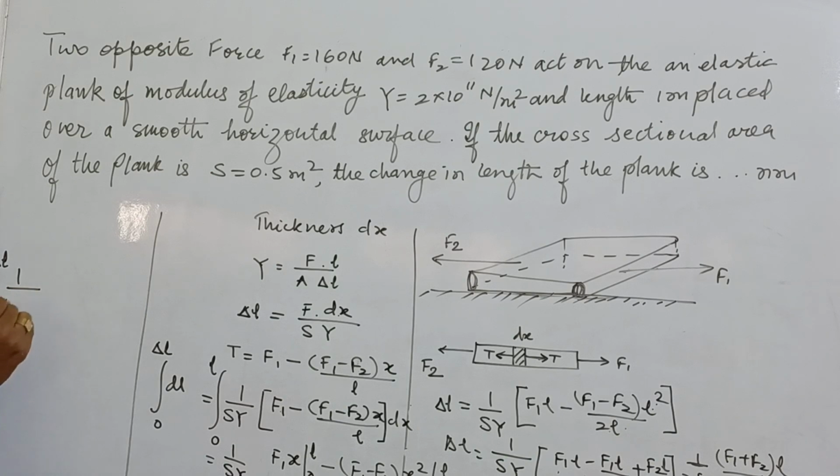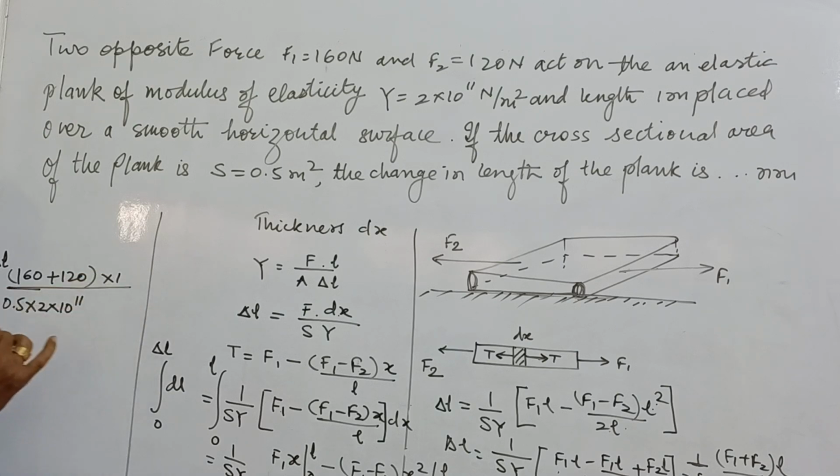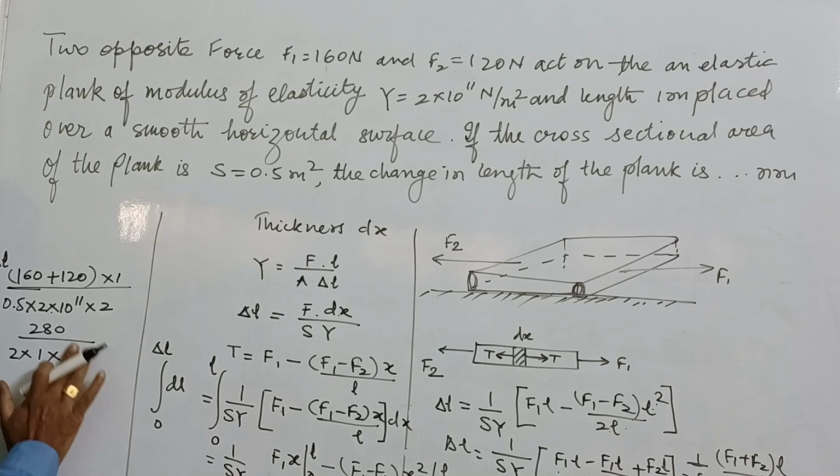1 upon S, S is 0.5 meter square. Young's modulus of elasticity, that is 2 into 10 raised to the power 11. F1 is given to us, that is 160. F2 is 120, and the length in meter is also given to us, 1 meter. So we are substituting it here. Now we have 280 upon, we have to multiply it with 2 also. So it is 2 into this 1 and 2 into 10 raised to the power 11.